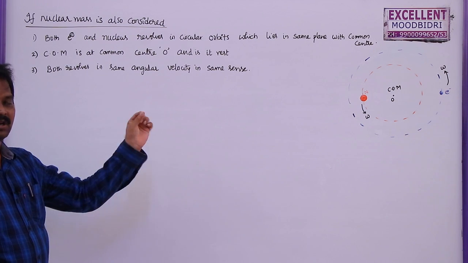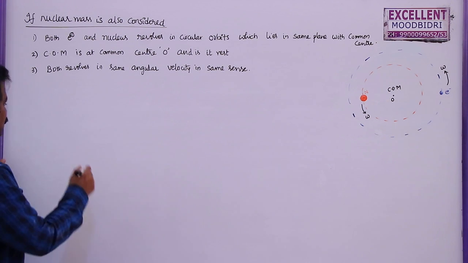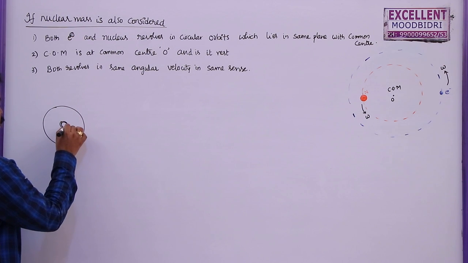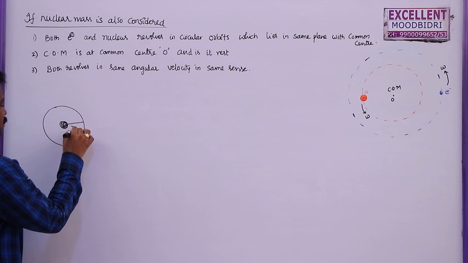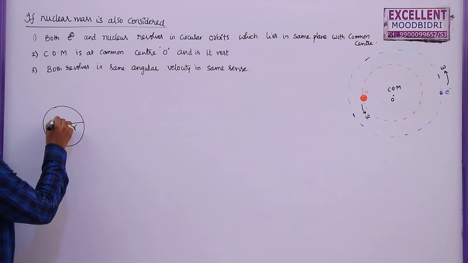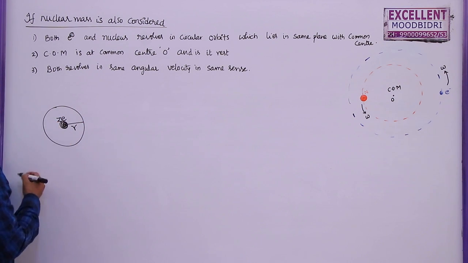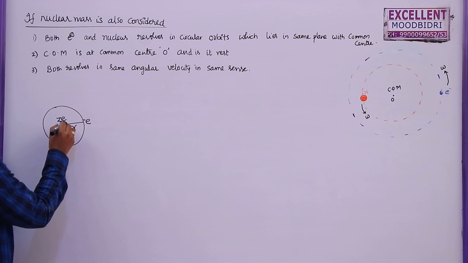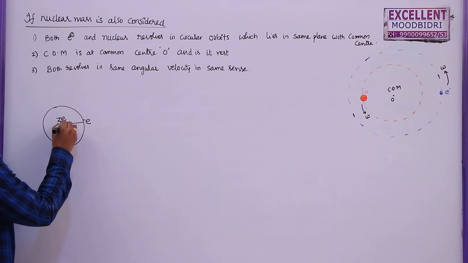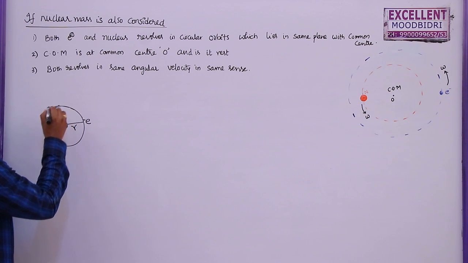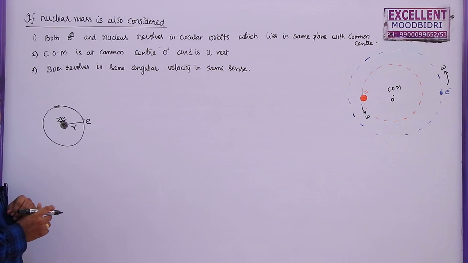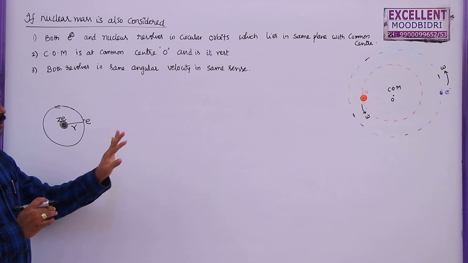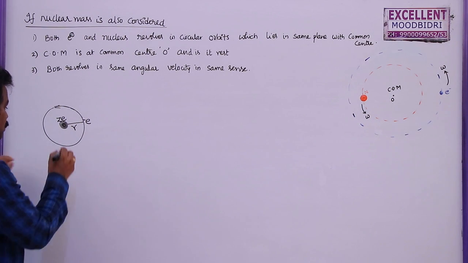But in all those derivations, we used that the electron is revolving around the nucleus in a circular orbit of radius r, and the charge of the nucleus is Ze, the charge of the electron is minus e. So here the nucleus was at rest and the electron is revolving around it. But in general, actually speaking, the nucleus is not at rest. Even the nucleus also moves.